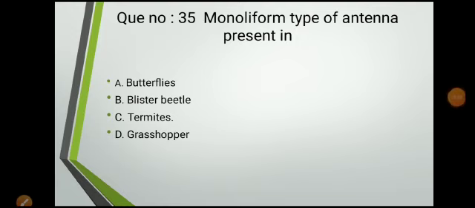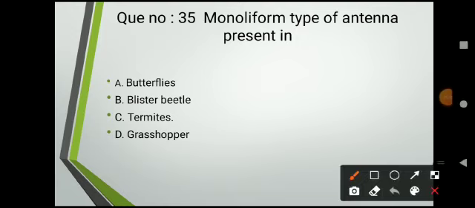And the correct option is option C, that is termites. In termites we can have the moniliform type of antenna. The feature of moniliform antenna is that all the segments are globular in shape and they form a prominent constriction between the joints. And the example of moniliform type of antenna is termites.